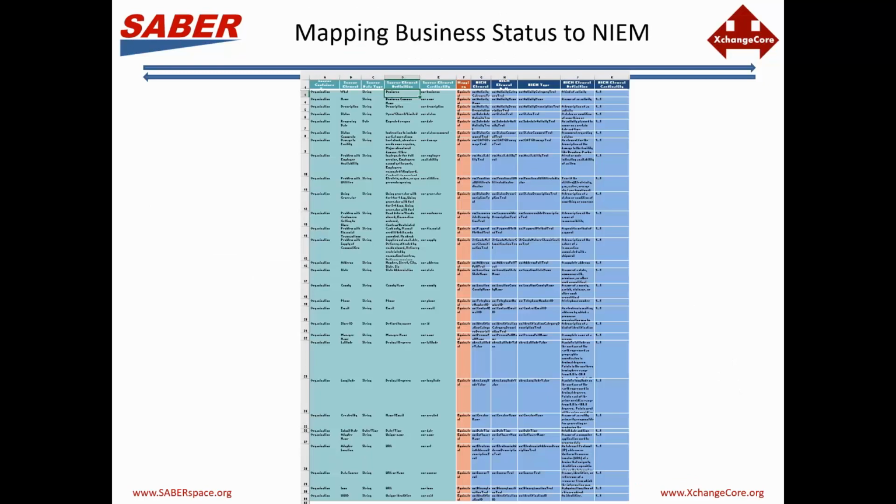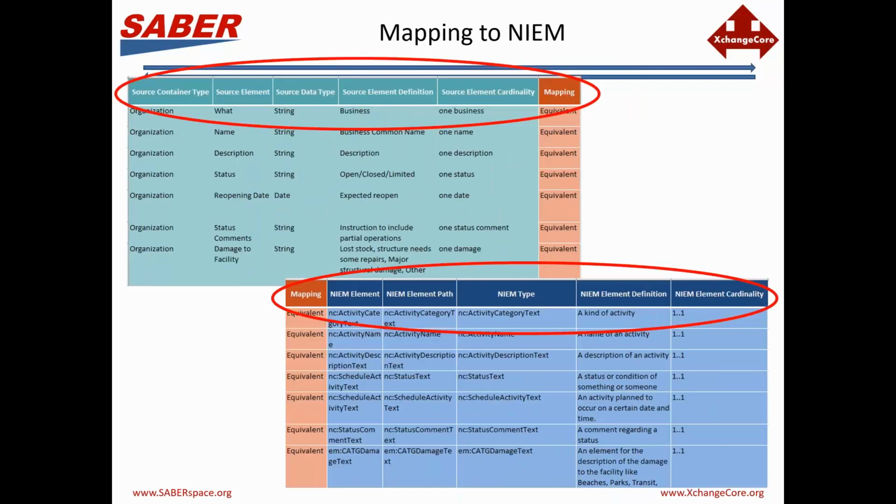So that data model was created by mapping the words that we have been using in SABER for a long time to the NIEM words. Again, that vocabulary shift. Again, you can't see this, so let's focus on a couple of things. This mapping process formalizes the NIEM. You have to do this in order to have it make sense. The second column, if you look at that, has the words that we've been using in SABER: name, description, status, reopening date, status comments, damage to the facility.